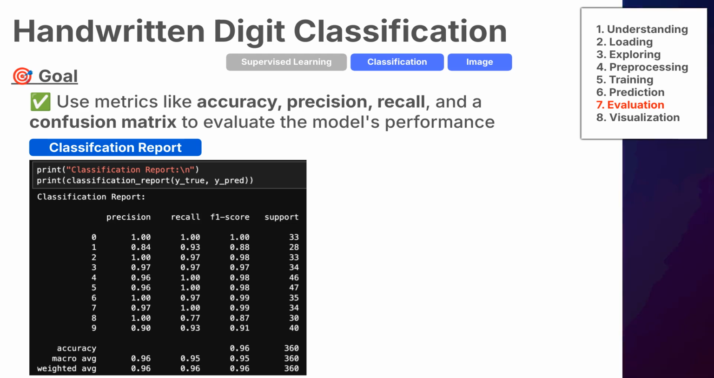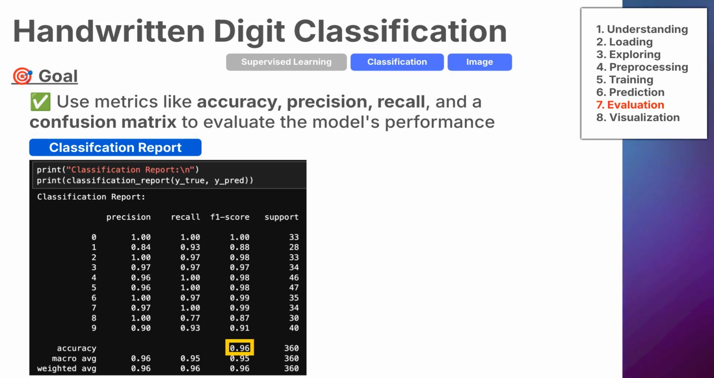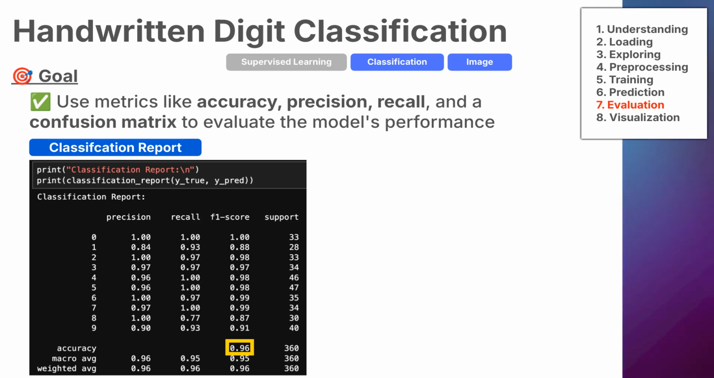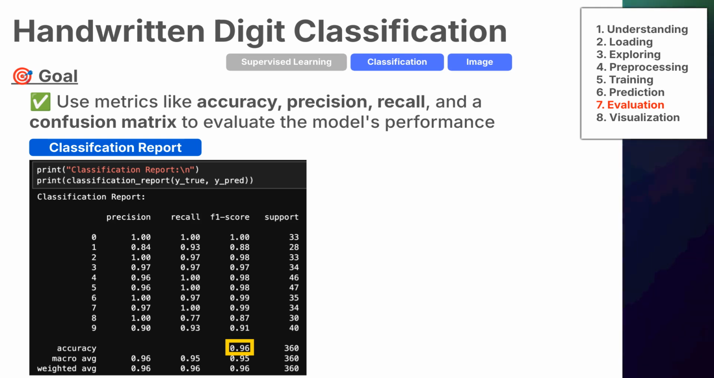The model achieved an overall accuracy of 96% on the test set, which means it's correctly predicting 96 out of every 100 digits. Most digit classes like 0, 2, 3, 4, 5, 6, and 7 were predicted perfectly or nearly perfectly with F1 scores close to 1, meaning both precision and recall were very high.